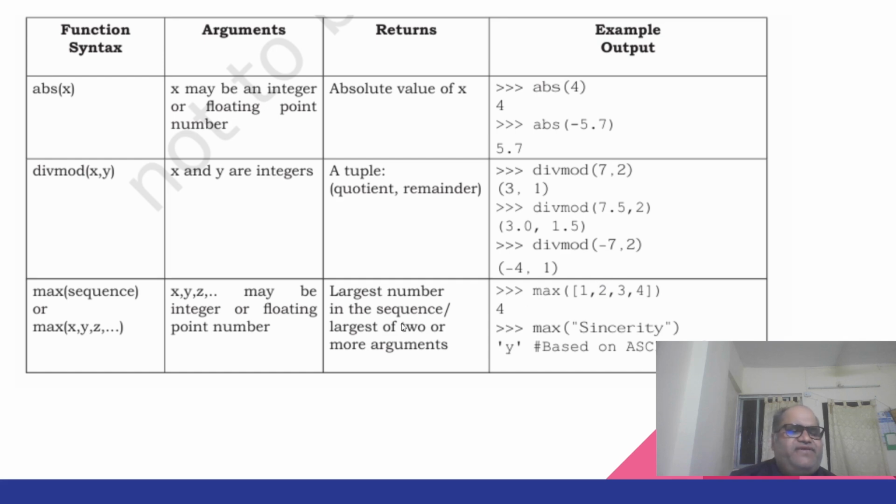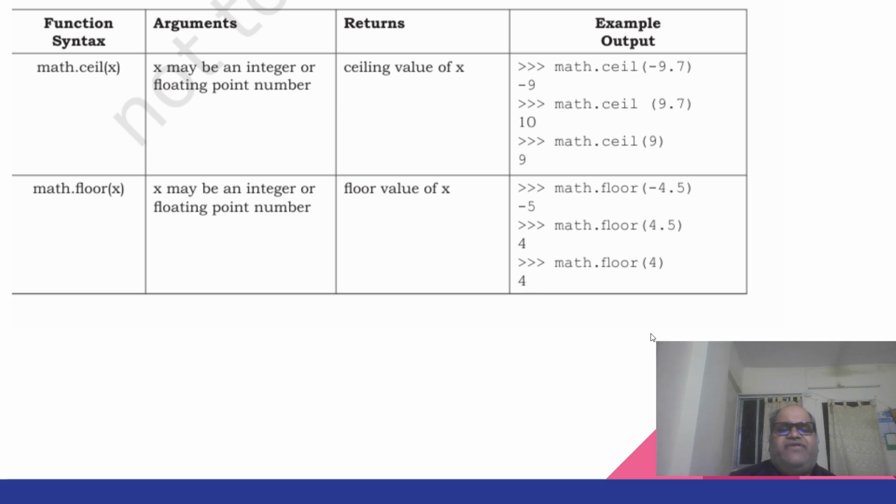Max of a sequence will return the max number out of that. You can pass anything. In the first example, we are passing a list. In the second example, we are passing a string, so it will give you the character with the max value.